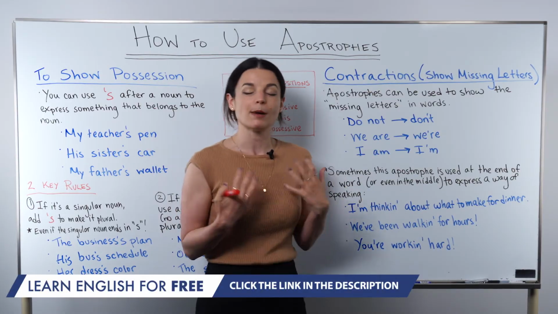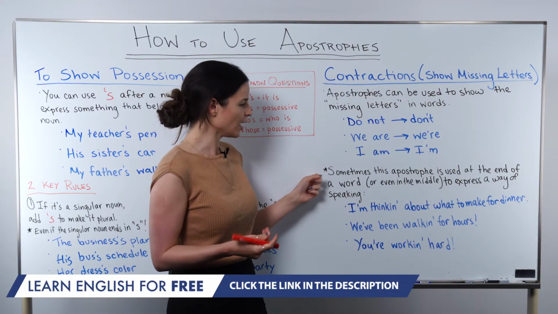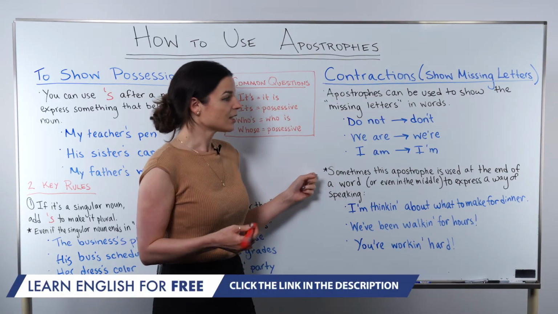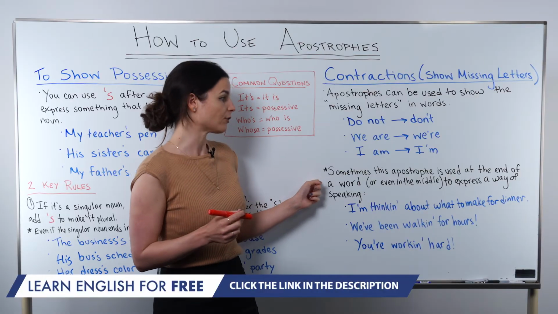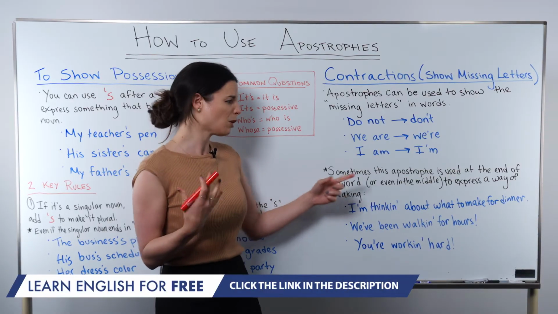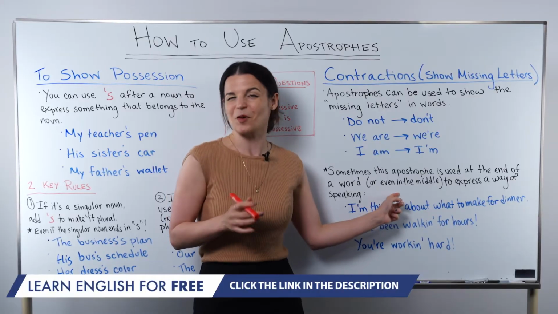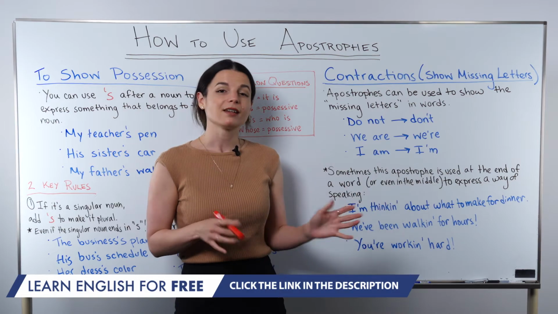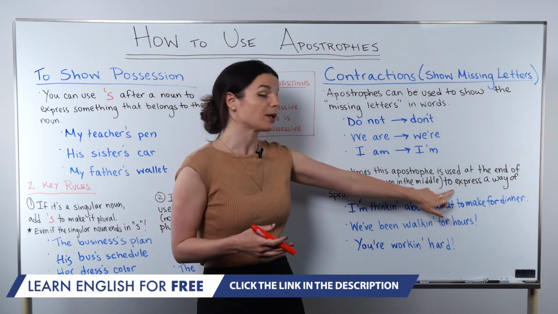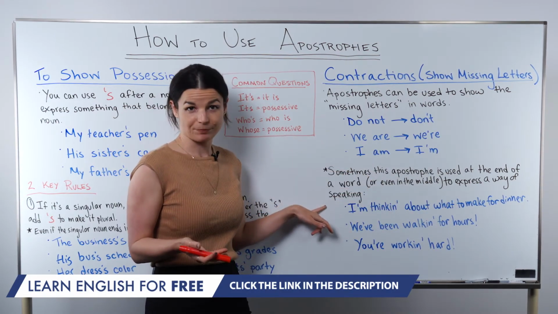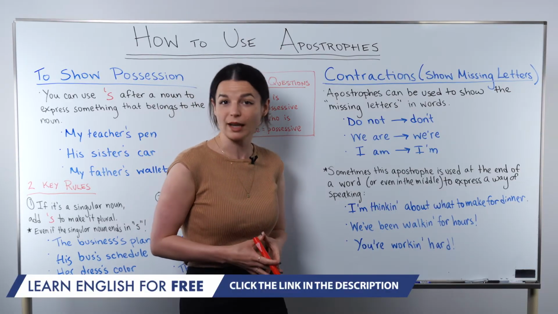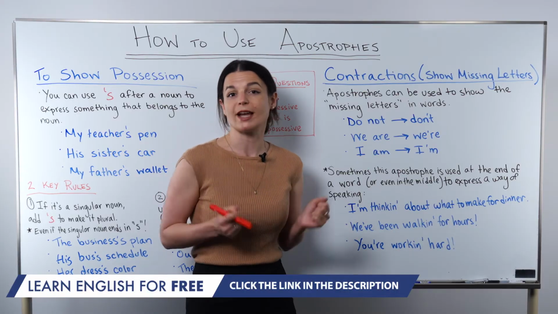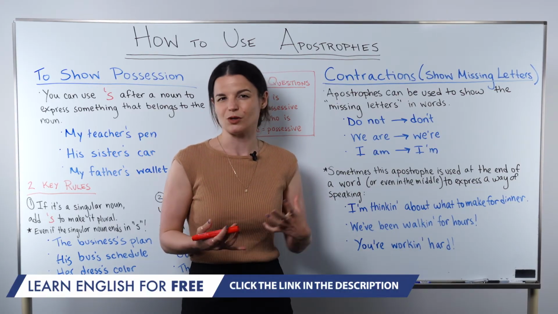But I also want to talk about another use that's typically done in books and other stories, those kinds of things. Sometimes this apostrophe, this missing letter apostrophe, is used at the end of a word, or sometimes even in the middle. It's a little bit rare. Usually this is at the end of a word. But sometimes you'll see an apostrophe at the end of a word to express a way of speaking. So this kind of tends to sound a little more casual, or sometimes this is used to indicate like a character's certain way of speaking. So let's look at some examples so you can see what I mean here.